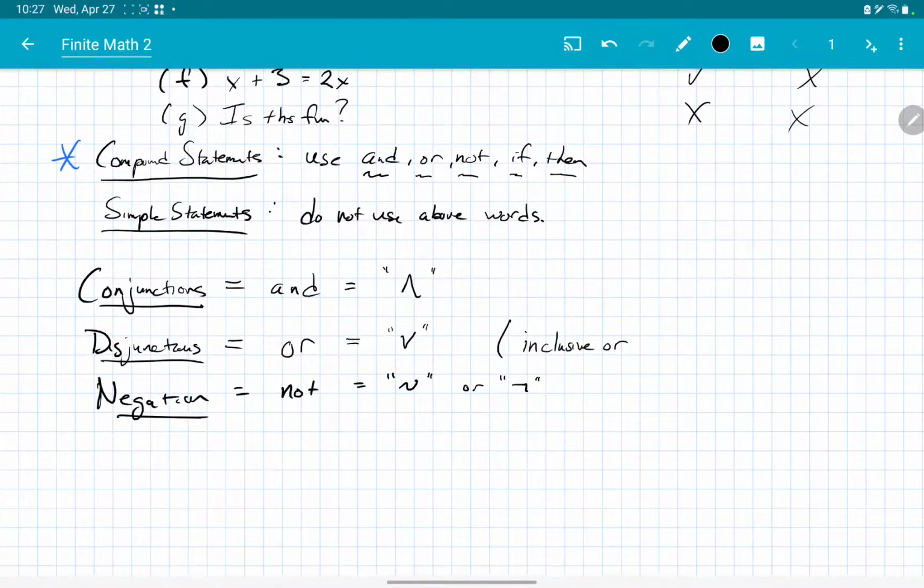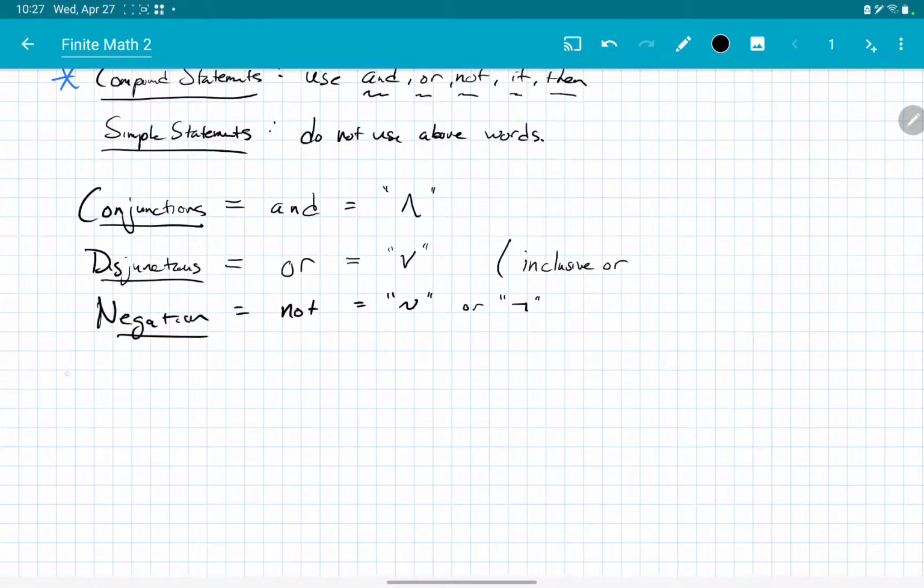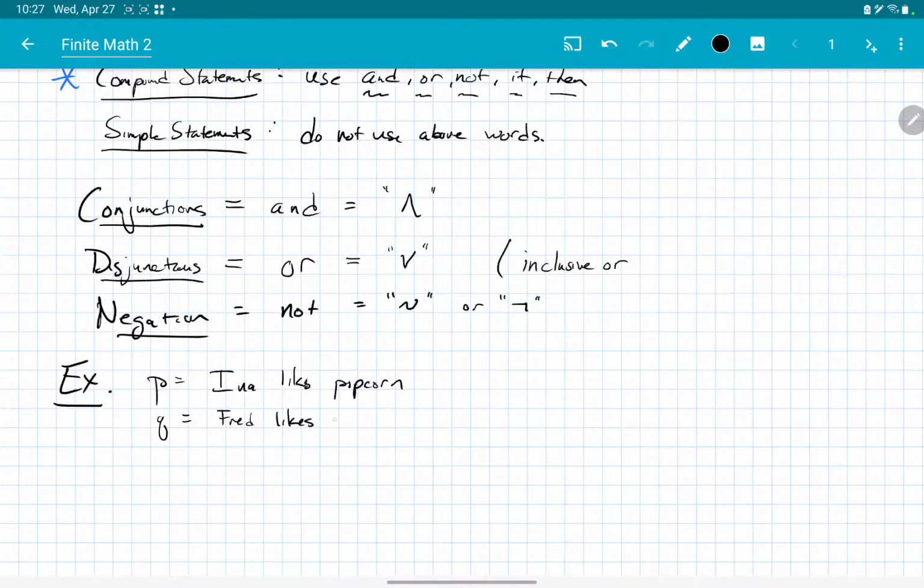Okay, so I'm going to write down 2 simple statements, and then we're going to write down what the conjunctions of those various simple statements are. So we're just going to do an example with these conjunctions, disjunctions, and negations. So the statement P is going to be Ina likes popcorn. Q is going to be Fred likes peanuts.